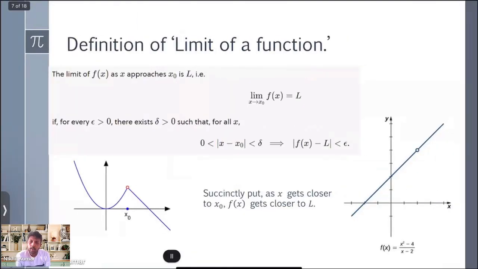Okay, let's come to the proper definition of the limit of a function. Now, the limit of f of x as x approaches a certain value, x naught, is L. This is how we write it. So the limit of f of x as x tends to x naught is L. This is how we read it.